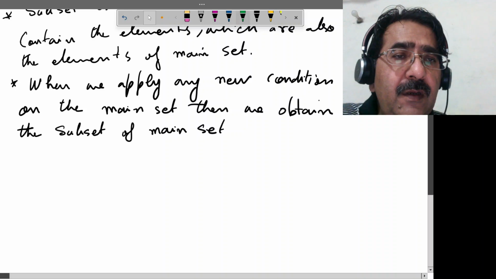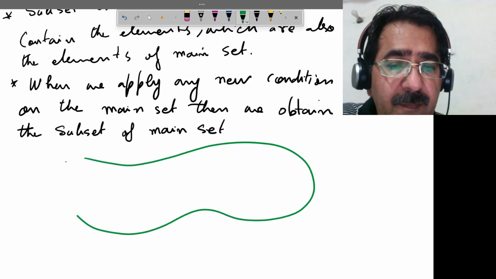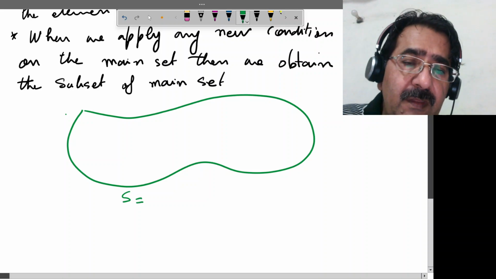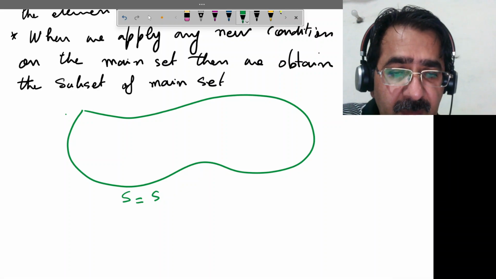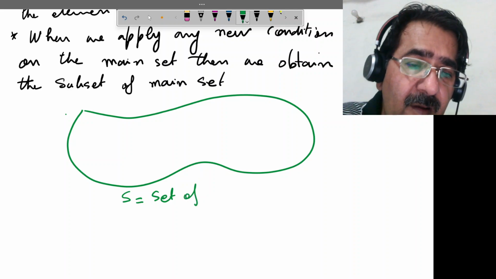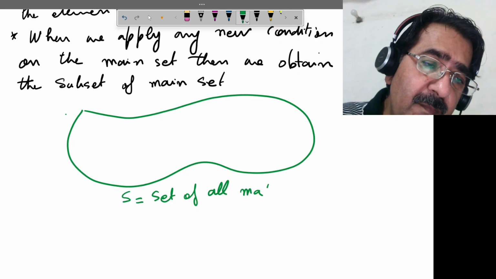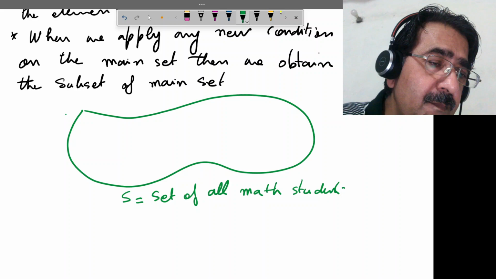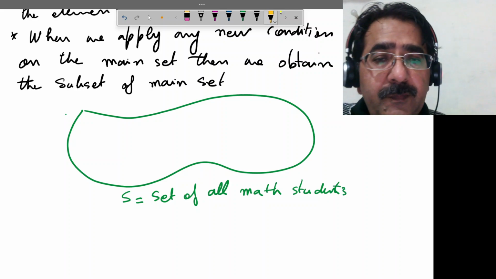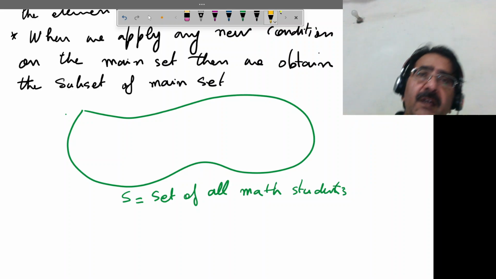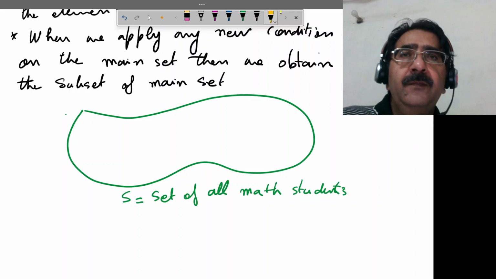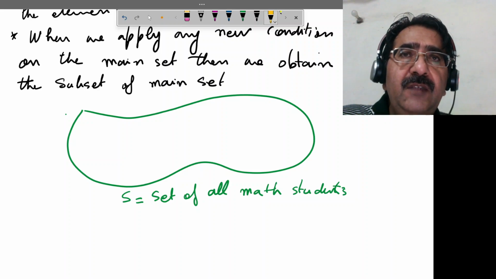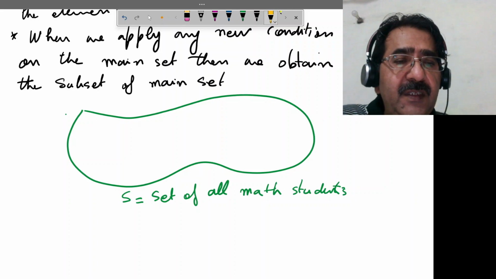For example, if you define the main set as the set of all math students, then we apply a new condition on that. For example, if I apply the condition on math students that they must be male, then this will become a subset of this main set S.